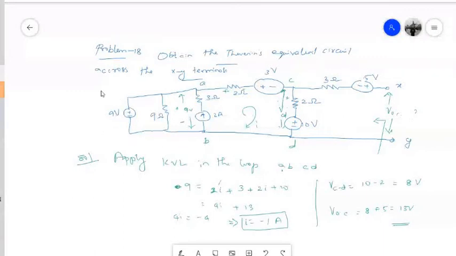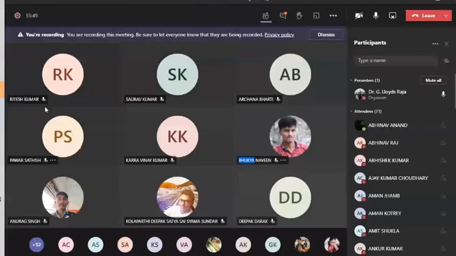Now this is very complex. I will be able to reduce this to an open circuit voltage in series with RTH, so therefore my analysis becomes much simpler. Let me see if there are any questions. Yeah, there are no questions, so I will go to the next topic.